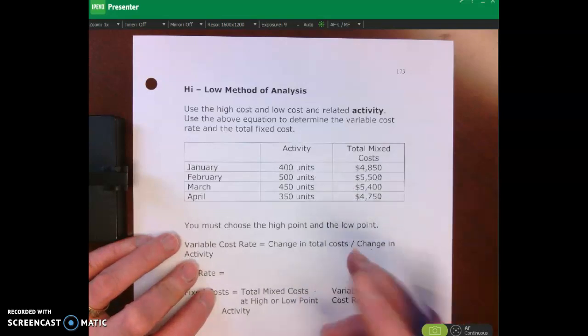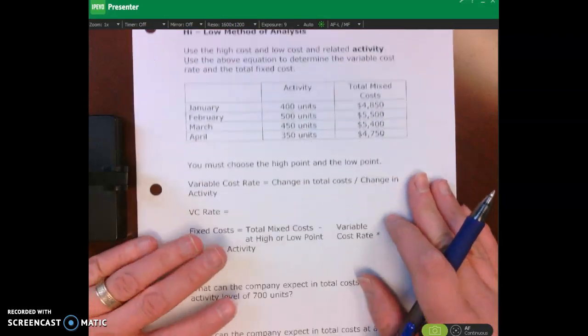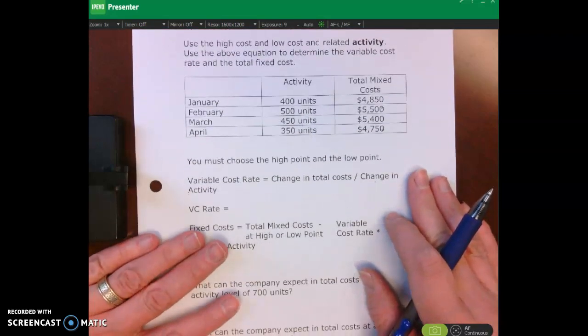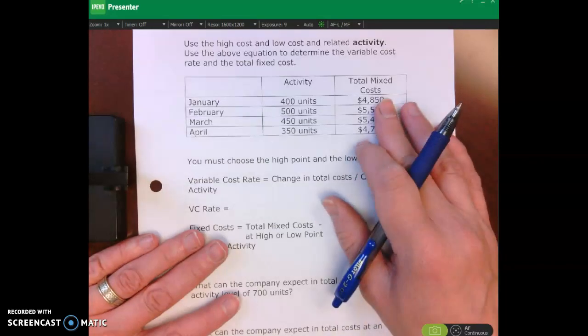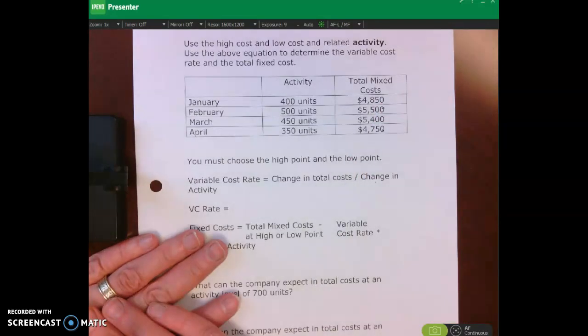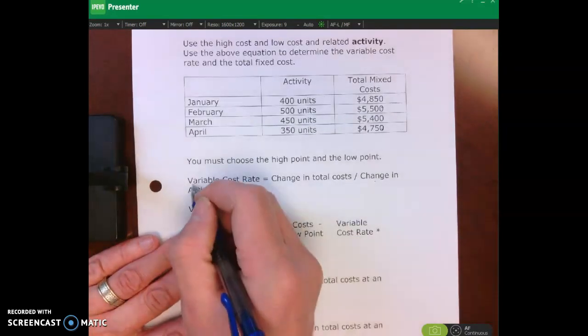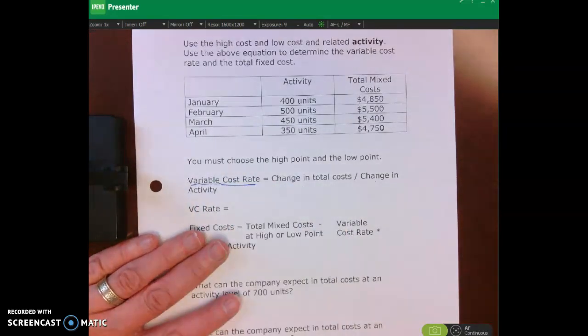So if you think back to high school algebra, I always remember learning about rise over run. I'm not sure they still teach it that way. That was a long time ago. But assuming that they do, this is all that we're talking about, calculating the slope. Why do we do that? It gives us our slope, which is our variable cost per unit. And then once we know our variable cost per unit, we can back into figuring out our fixed costs.